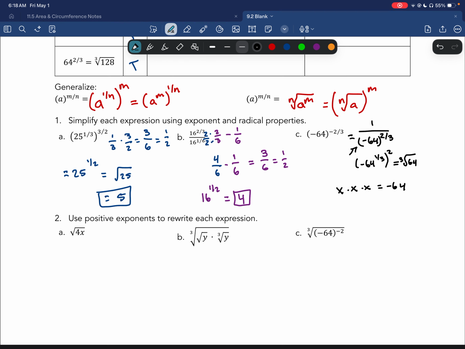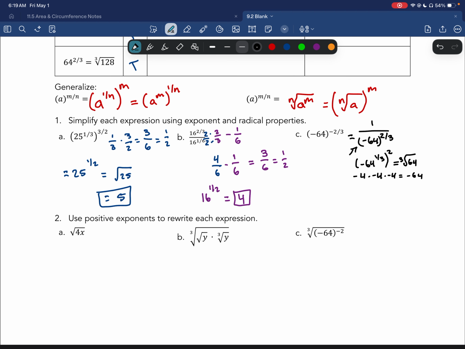So I'm just going to try. I can try 2 times 2 times 2, see what that gives me. 3 times 3 times 3, see what that gives me. 4 times 4 times 4, see what that gives me. I do find that 4 times 4 times 4 gives me 64. Because it's a negative 64, that means it has to be negative 4. So negative 4 times negative 4 times negative 4 gives me that negative 64.